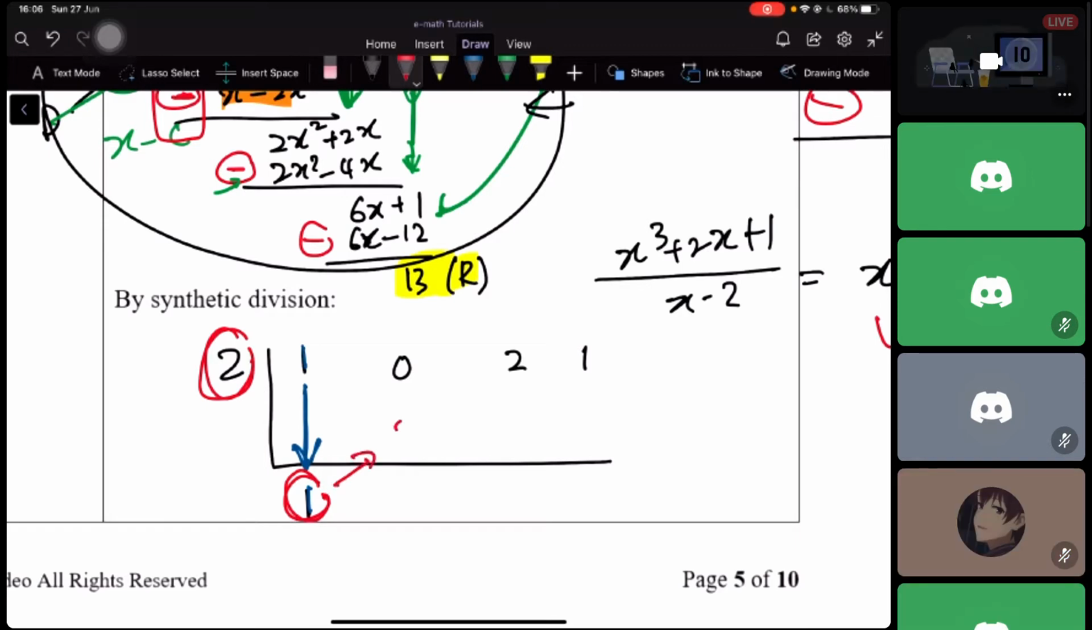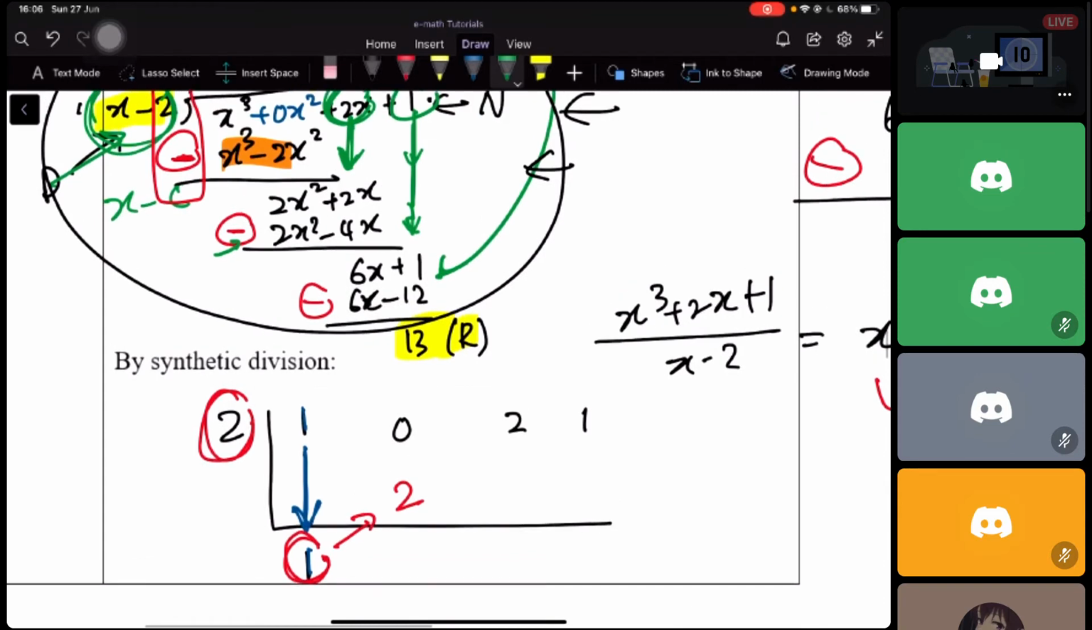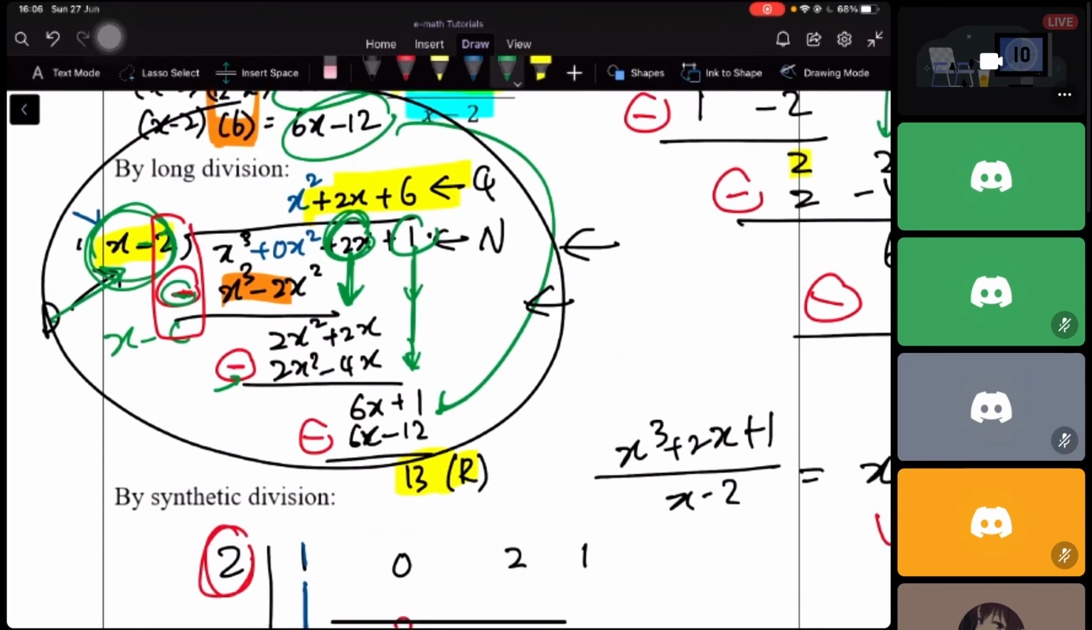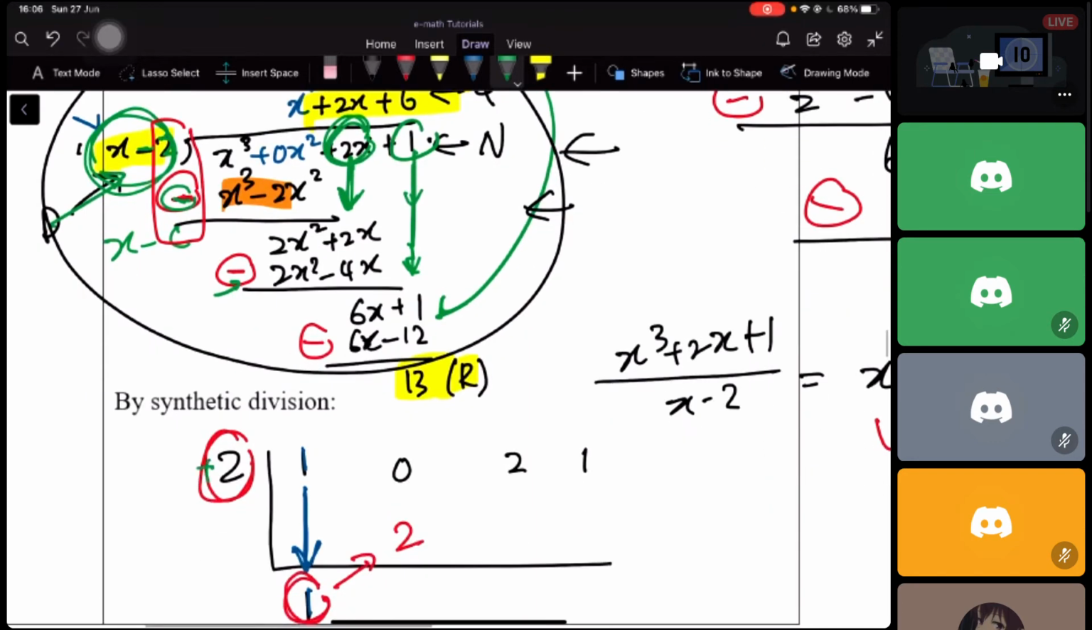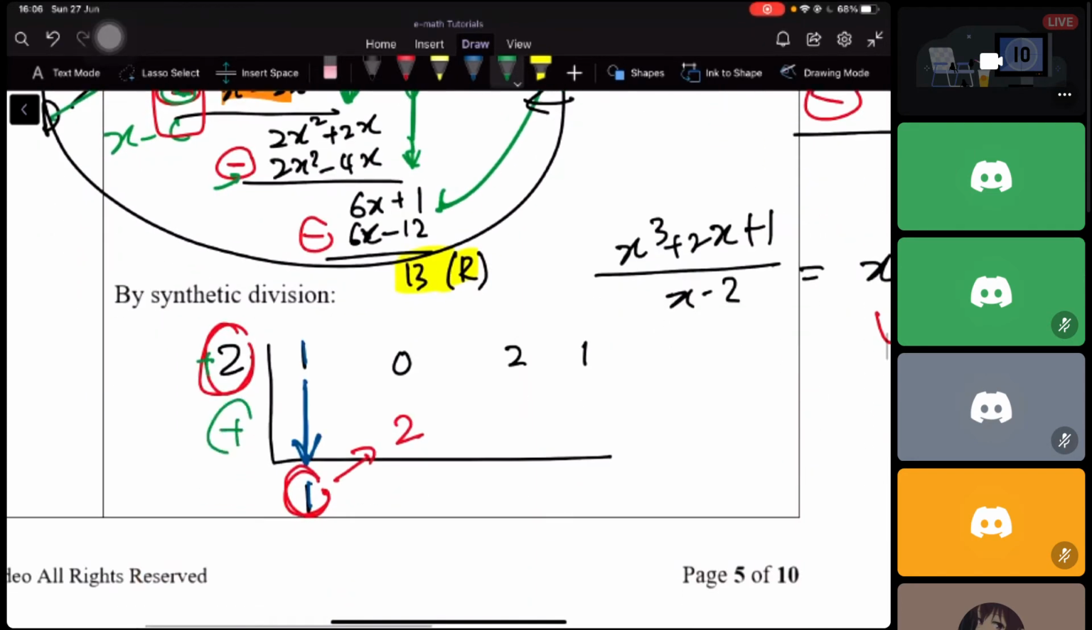Okay? And then now what? Just now you minus, right? Just now you minus because of what? Because this is minus 2. But now we are positive 2 here. So you plus. 0 plus 2 is 2.